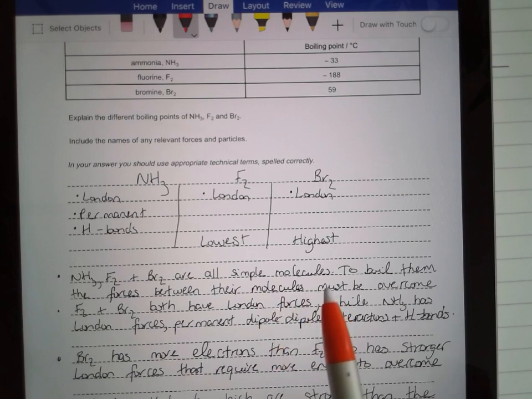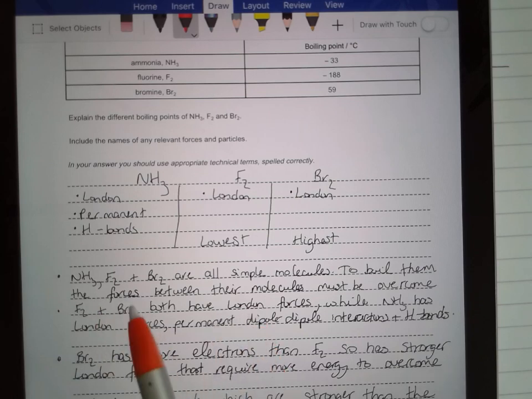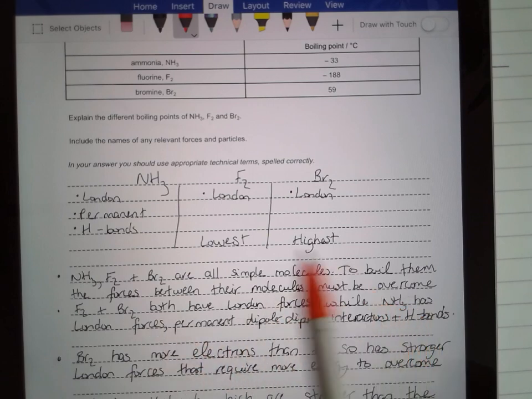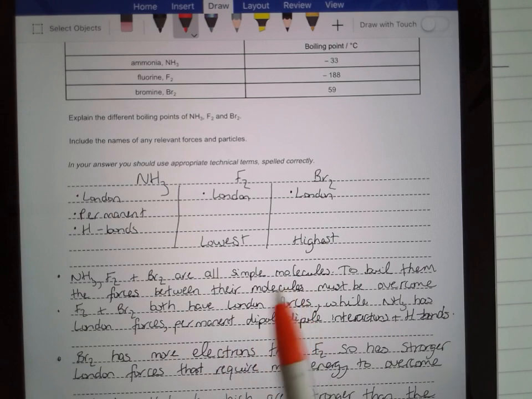It's just specifying that. You also get then a mark for specifying what intermolecular forces you're breaking in each case. So I've said for fluorine and bromine, they both have London forces, while ammonia has got London, permanent dipole-dipole and hydrogen bonds. So these 2 bullet points that I've written here, that's 3 of my marks. 1 mark for saying that they're molecules, and that I'm overcoming intermolecular forces, and then the other 2 marks for specifying what intermolecular forces they have. London for fluorine and bromine, and then all 3 for ammonia.